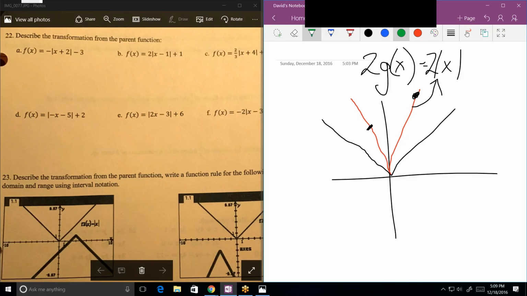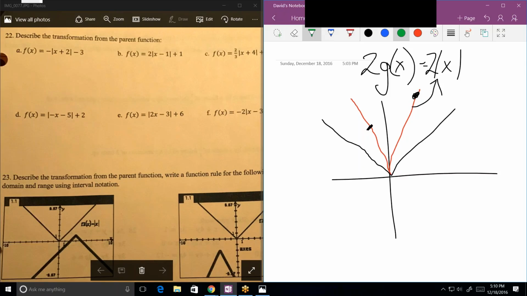The order that I do these other two things does not matter. So what's the consequence of the -1 inside? It'd be a horizontal shift right. Good. By how many? By 1.